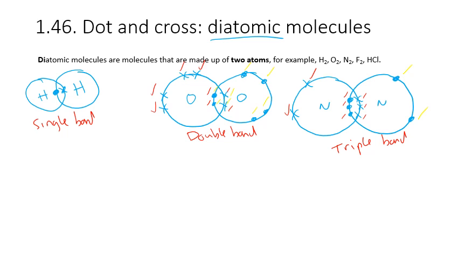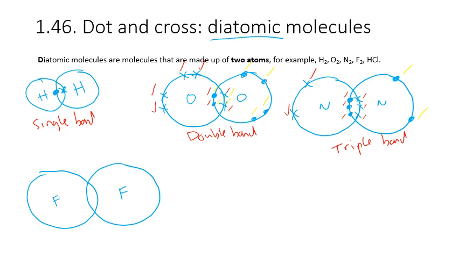Then we move on to the halogens. The halogens are any of the molecules in group 7, so that would be F2, Cl2, Br2, and I2. I'll draw one of them, but it's the same for all of them because we're only doing outer shell electrons here. So if I was to do fluorine, which is in group 7, of course we're going to have 7 electrons in the outer shell.